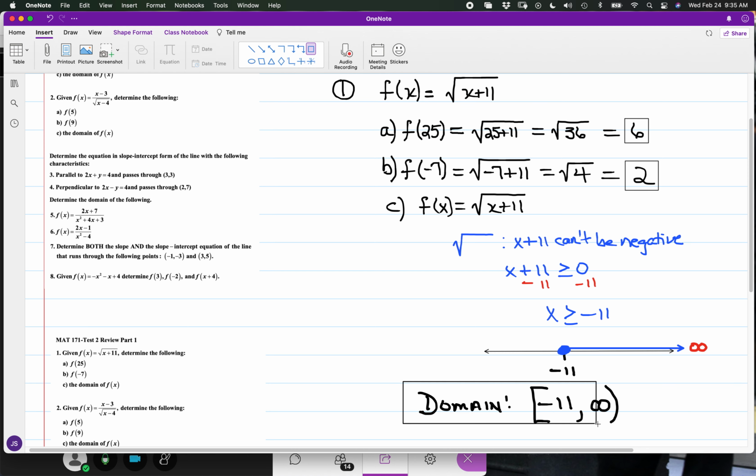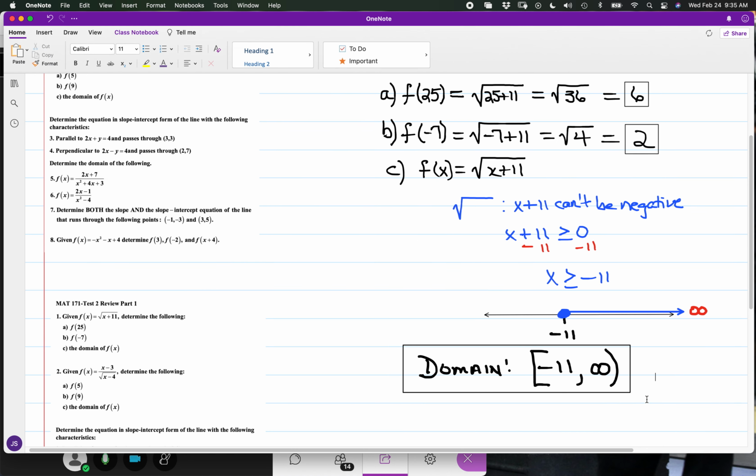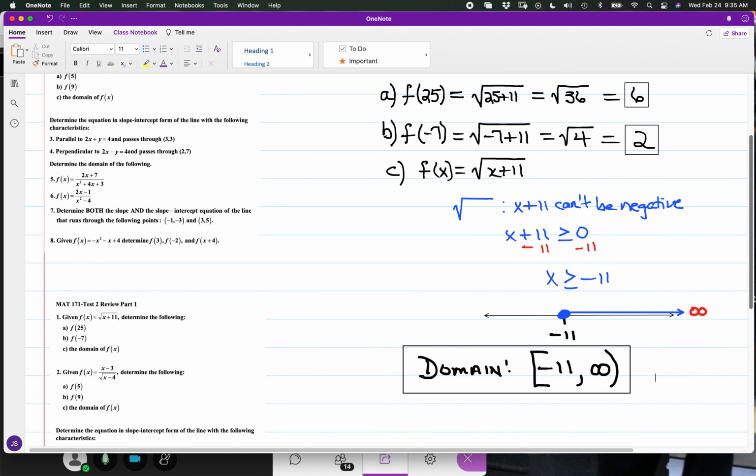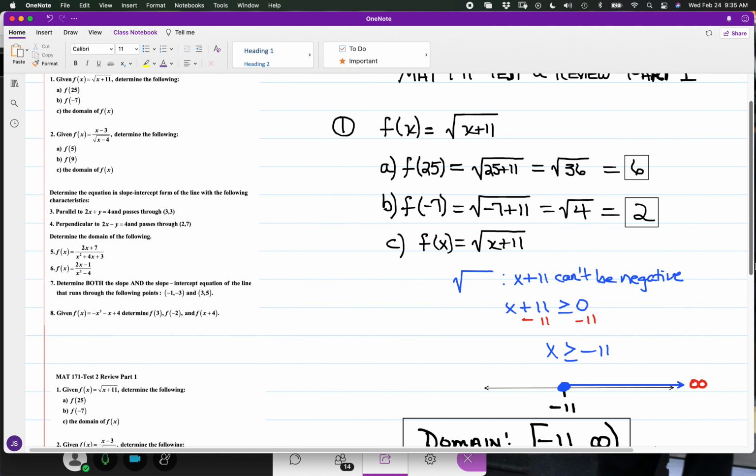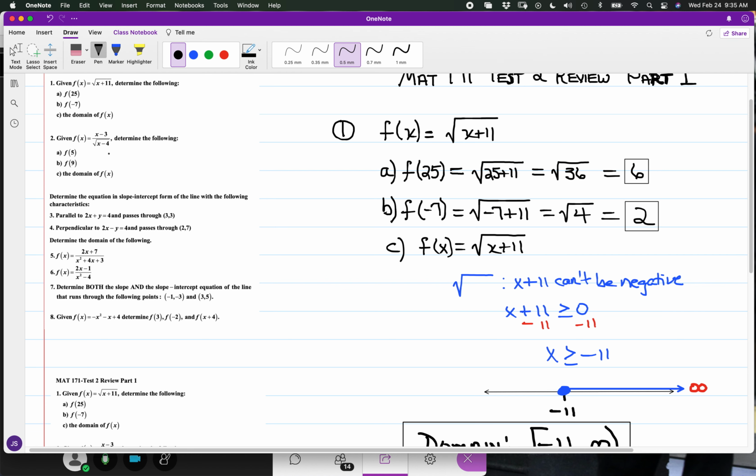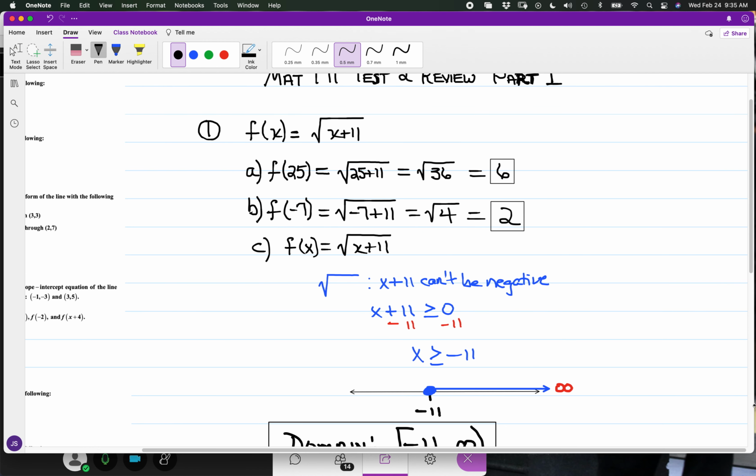Now for the next function, we have a bit of a synthesis of an even root radical as well as a rational expression. For this one, f of x is given as x minus 3 all over the square root of x minus 4.